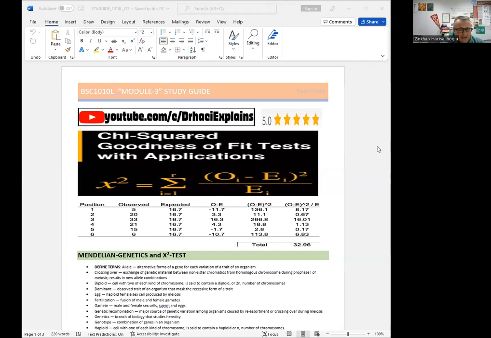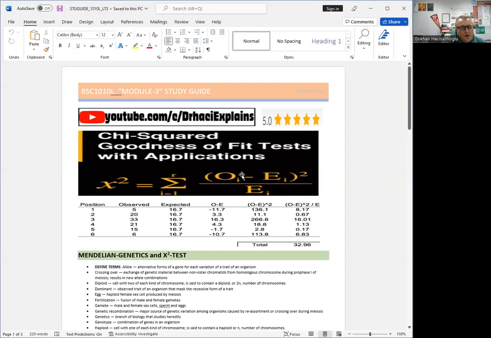So chi-square test, which is also written as x square. Here is the formula you see at the very top of this document: chi-square is the sum of observed minus expected squared, divided by expected. So we always start with a hypothesis. Look at the question and make an H0, or null hypothesis, for example if data follows a 3-to-1 ratio.